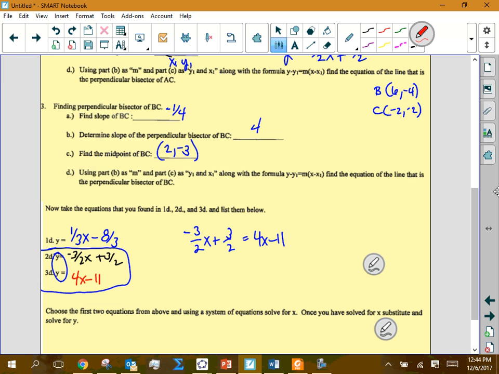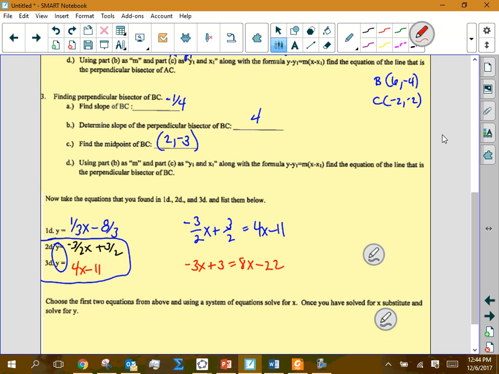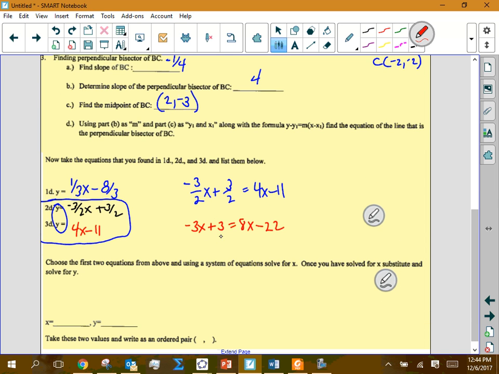What can I multiply everything by to get rid of the fractions? 2. So when I multiply this by 2, I get negative 3x. Multiply this by 2, I get plus 3. Multiply this by 2, I get 8x. Multiply this by 2, I get negative 22, right? Now we're down to a first week algebra question. Add 3x to both sides. Add 22 to both sides, so I get 11x to be 25, so x ends up being 25 over 11, right?